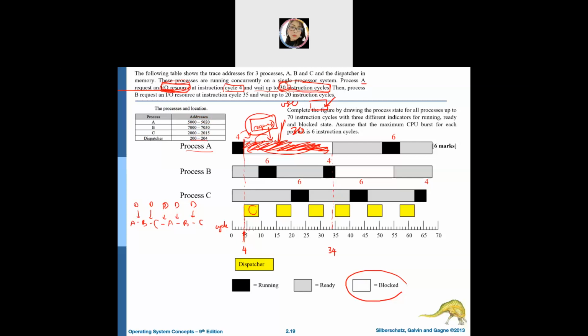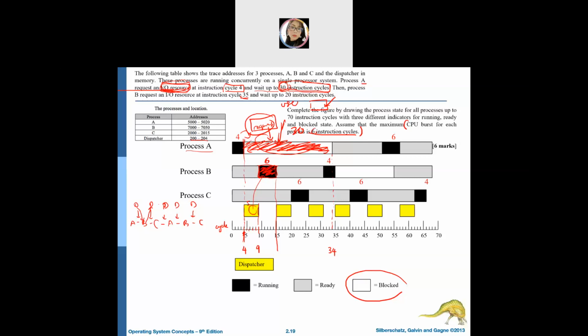Until 1, 2, 3, 4, 5. After 5 here, you're going to stop and continue with B. So how about B? When you start here, you start at cycle number 9. Then you're going to see B request input output, after this at 35. And then you're going to have a maximum of 6, isn't it? Mentioned in here. So you can run until 6 only. After you finish 6, you're going to start with your dispatcher.